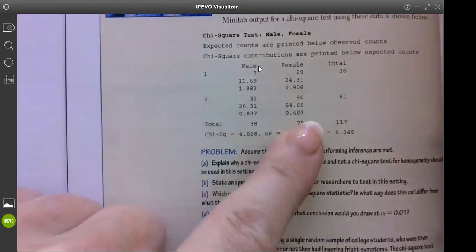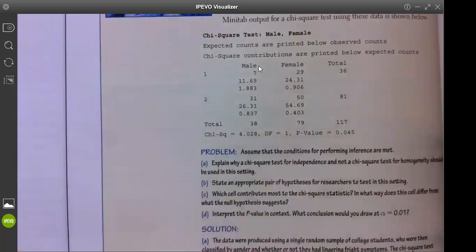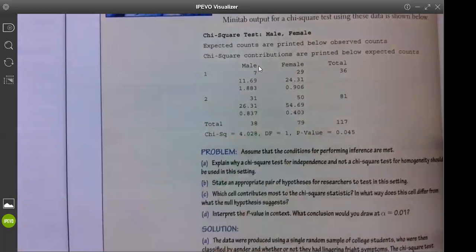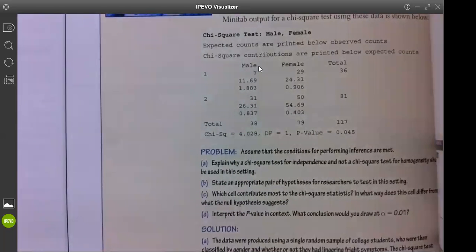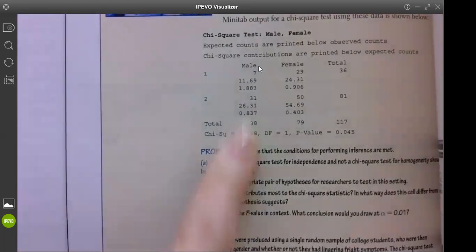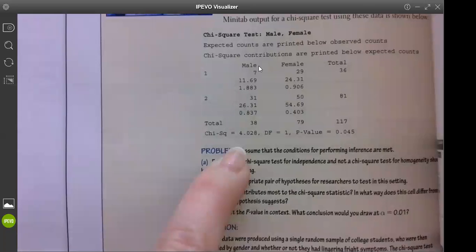So then look at these numbers. Does everybody see those numbers? Which one is the biggest? Those bottom four numbers in each category, which one's the biggest? So right here, this 1.88, 0.906, this one, and this one. Not expected values. We don't care about those. That's the number of how much it makes up of that 4.028 chi-square statistic. So 1.88 points of that 4.028 is made up from that specific cell.